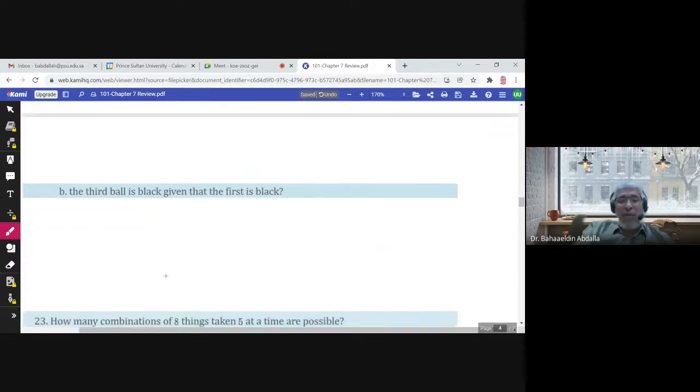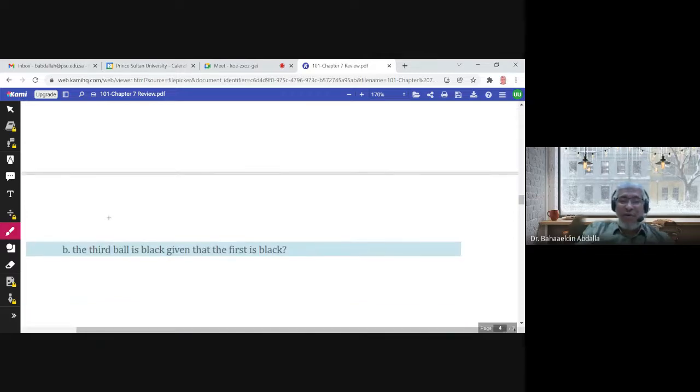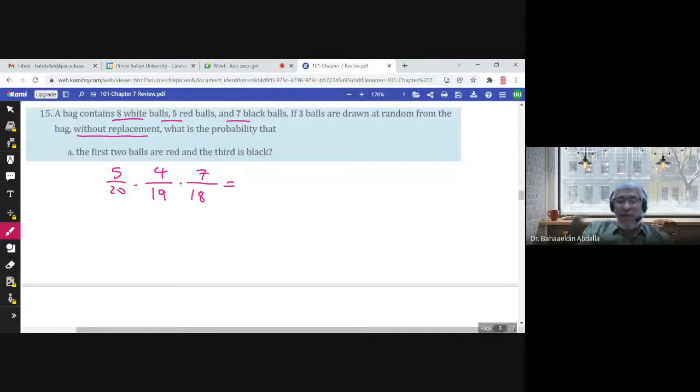So I have the information that the first ball is black. The probability, if the first ball is black, what about the second ball? He did not talk about the second ball. So the second ball could be any of these three.